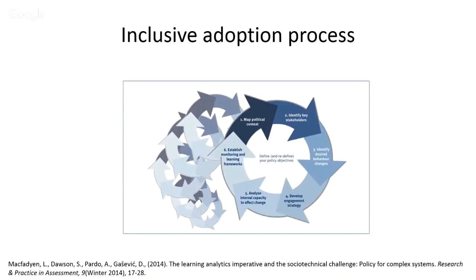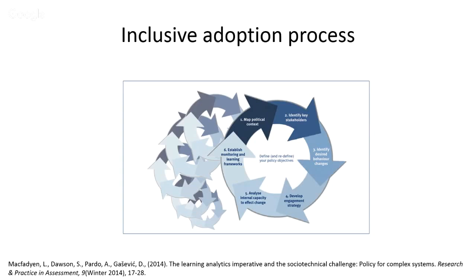So this is the final product that we are creating inside of the Shiva project. It has six steps. We didn't invent these six steps. We built on a framework called, as I said, ROMA, Rapid Outcome Mapping Approach, which was designed to translate scientific evidence into policy. The process starts by clearly identifying the political context, then identifying stakeholders, then identifying the desired behavioral changes, what we expect learning analytics will help us to do inside our institution.